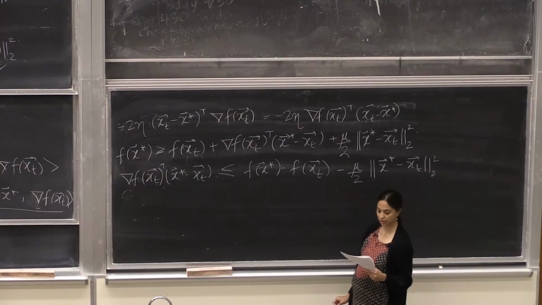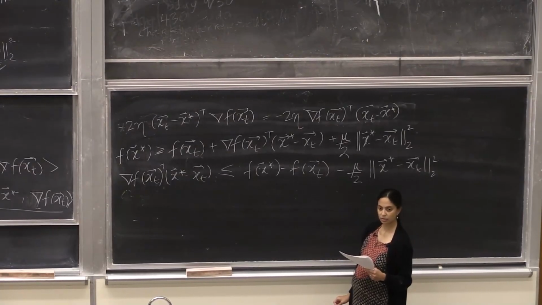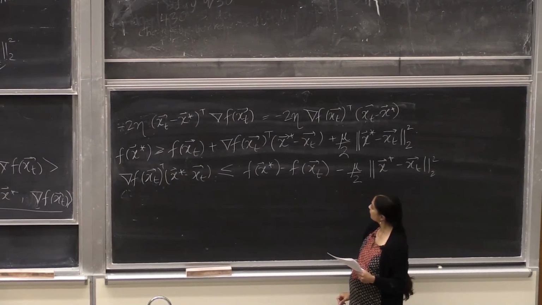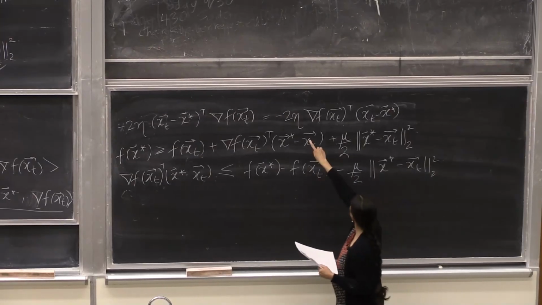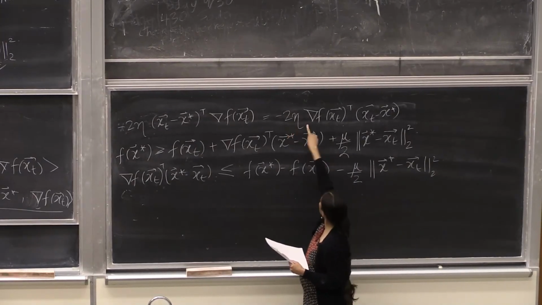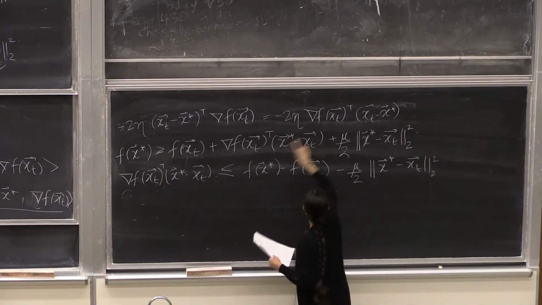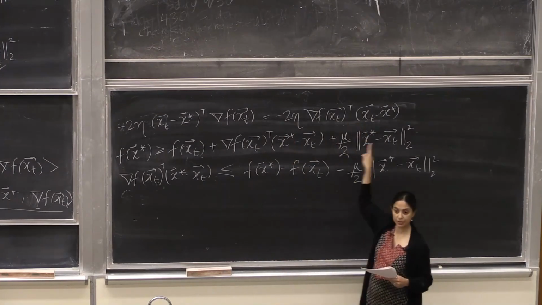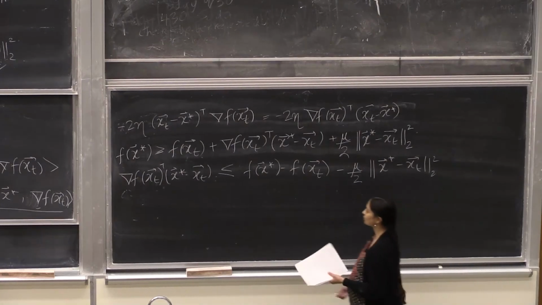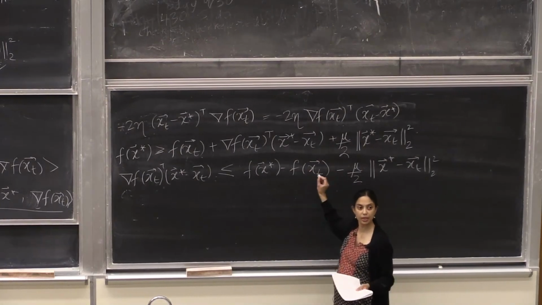Does that seem like a reasonable thing? Okay. And here I have minus 2 eta times this term. So this is exactly the same as this, right? Because these are opposite. What did I do here? There's nothing complicated that happened here.